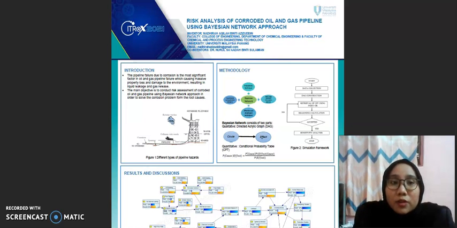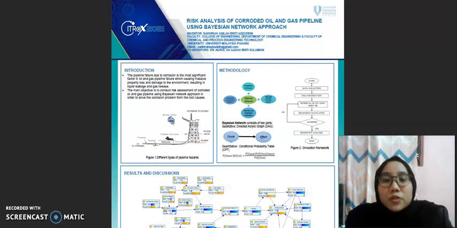from the root cause. So, let's move towards the methodology that we will use in order to conduct the risk analysis of corroded oil and gas pipelines by using the Bayesian network approach.